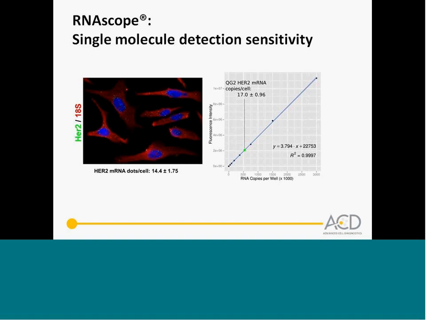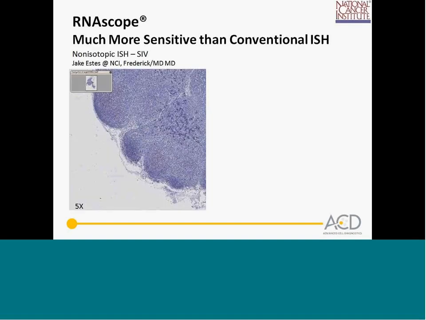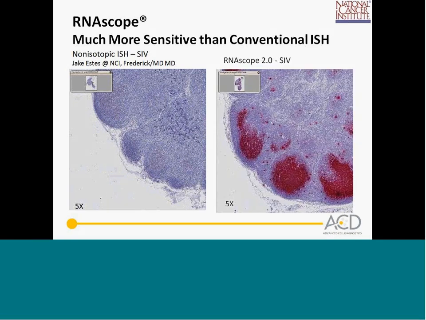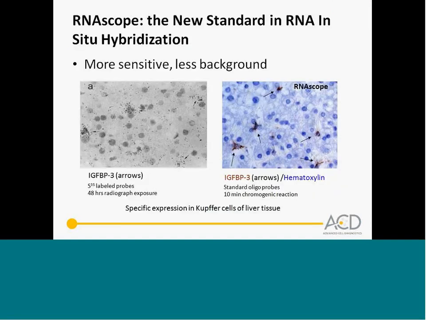Here's a slide demonstrating the single molecule detection sensitivity of the assay, and it's linear down to the single copy level. Compared to conventional in situ hybridization, the signal is much more robust and more easily visible under a low-power microscope. And if you were to look at this under high-power magnification, such as 40x, you would see individual dots of RNA transcripts being labeled.